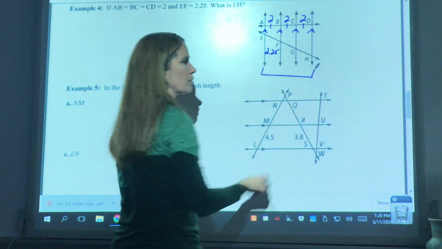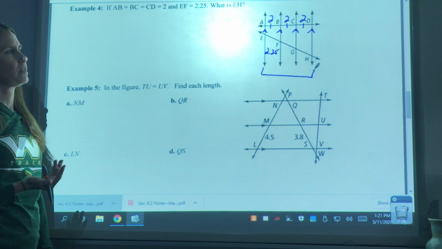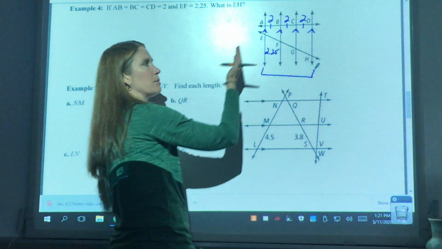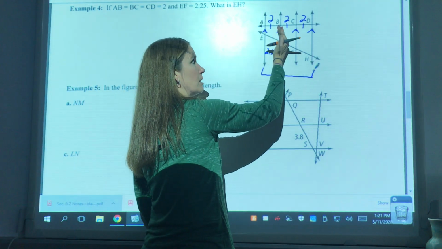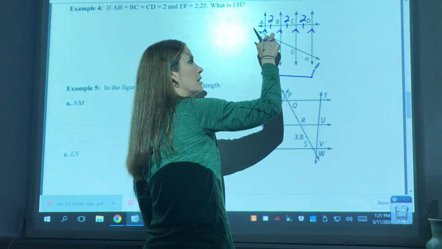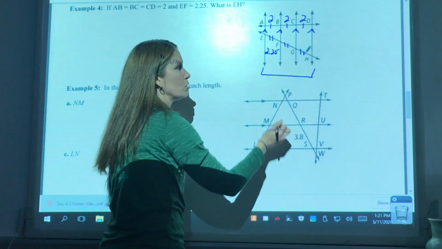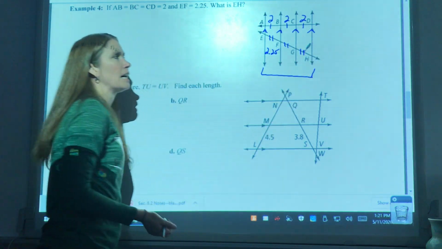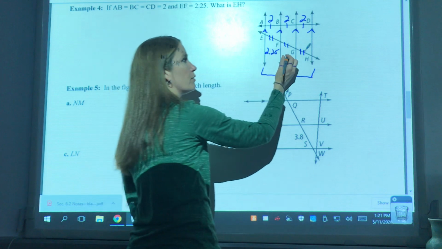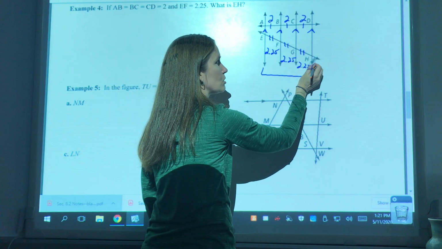So just be really careful on these. These are not hard, but sometimes it tricks people because they just don't pay attention to the question well enough. I know from the theorem we just talked about that if these 4 lines are parallel and these pieces are congruent, then these pieces must be congruent. So I'm going to show that they're congruent by putting 2 marks on all of them. I therefore know if this one's 2.25, then this one's 2.25, and this one's 2.25.